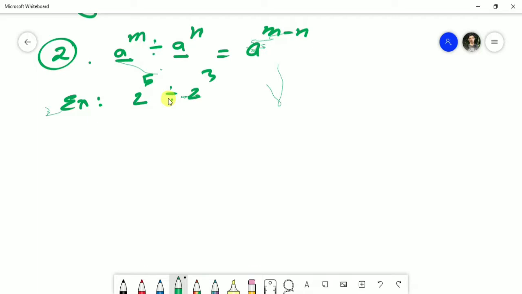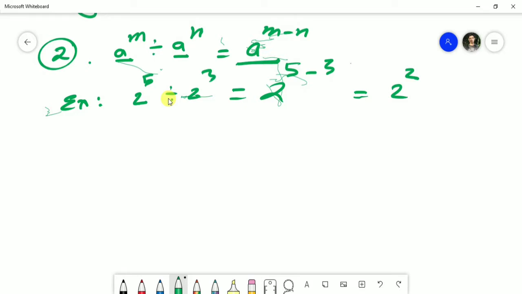Integer means what? A combination of negative numbers and whole numbers is called an integer. So now we have to divide. 2 power 5 minus n. Oh, sorry, n is 3 here. So we got the answer: 5 minus 3 is 2. Now I will tell you the logic behind this formula.